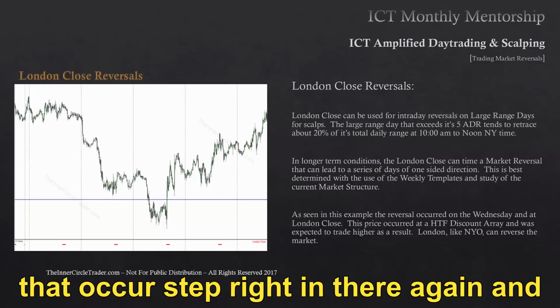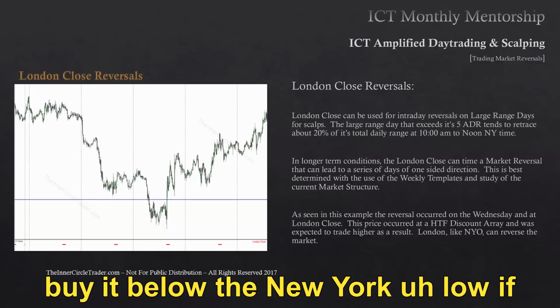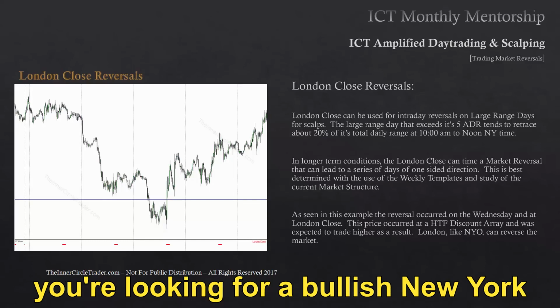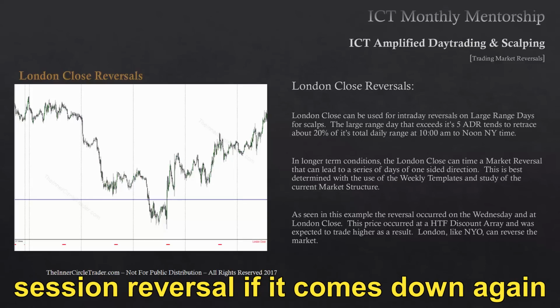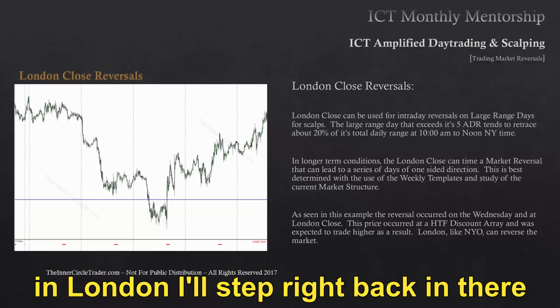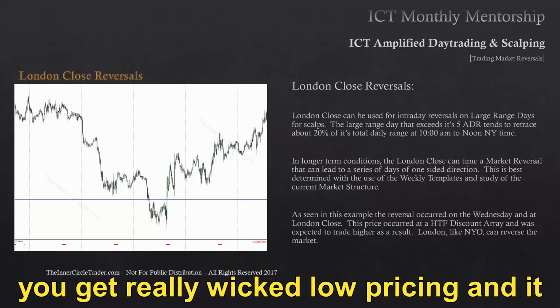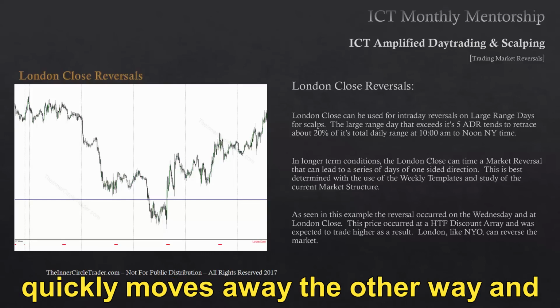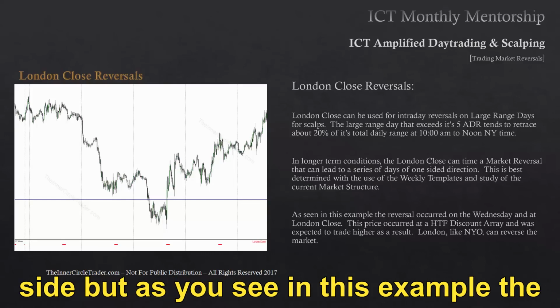So if you see that occur, step right in there again and buy it below the New York low if you're looking for a bullish New York session reversal. If it comes down again in London, I'll step right back in there and buy it again. And many times you'll get really wicked low pricing and it quickly moves away the other way. And everything's reversed on the sell side.